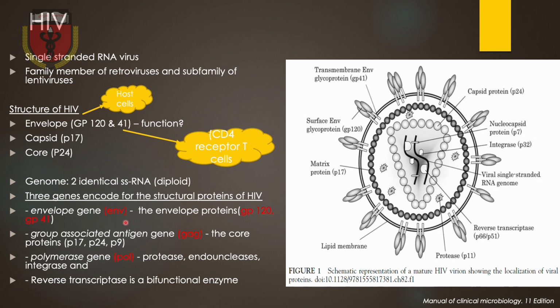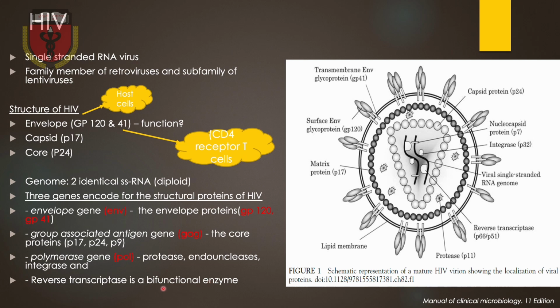The first gene is the envelope gene, ENV. The envelope gene encodes GP120 and GP41. Another gene is called GAG, group-associated antigen gene. GAG encodes the core proteins, the ones we talked about: P24 and P17, and then P9. P9 is one of the proteins inside the virus.